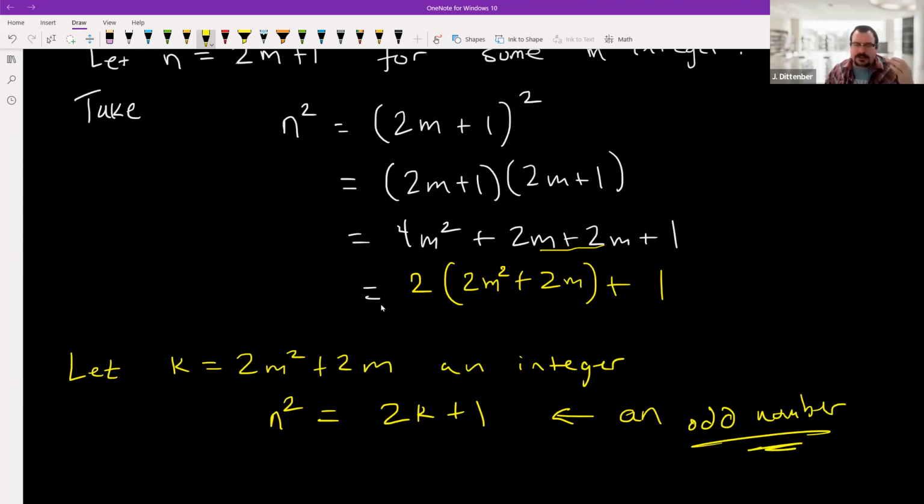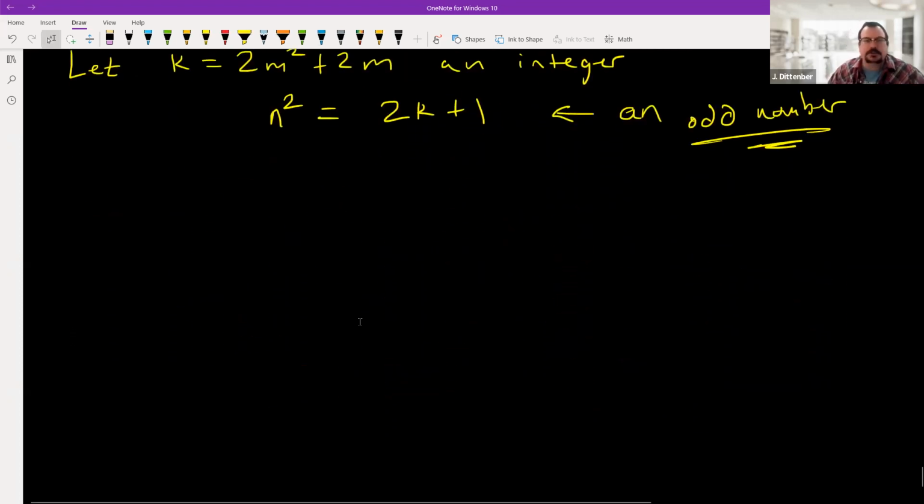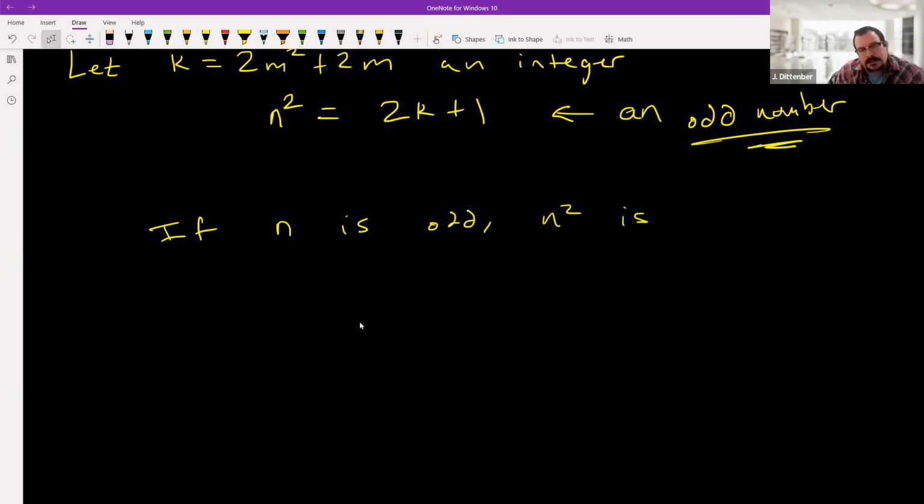So we proved what? We proved that if n is an odd number, then when we square it, we get another odd number. So if n is odd, n squared is odd, which is the contrapositive to what?